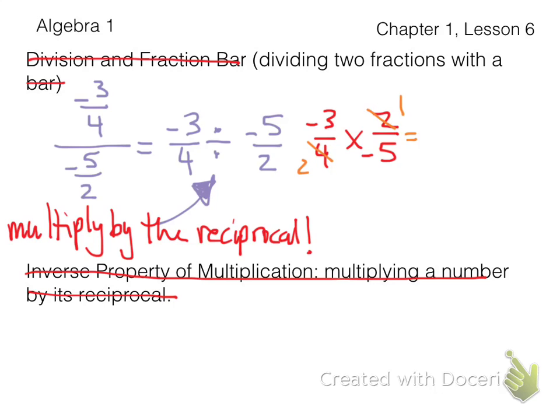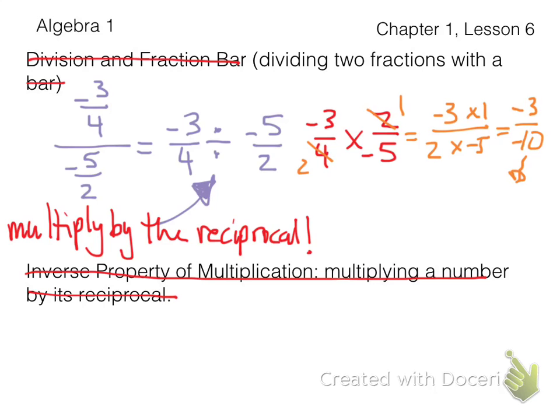2 goes into itself once. 2 goes into 4 twice. Can't simplify any further, so I'm just going to have to multiply. Negative 3 times 1 is negative 3. 2 times negative 5 is negative 10. And there we go. We're going to end up with negative 3/10.